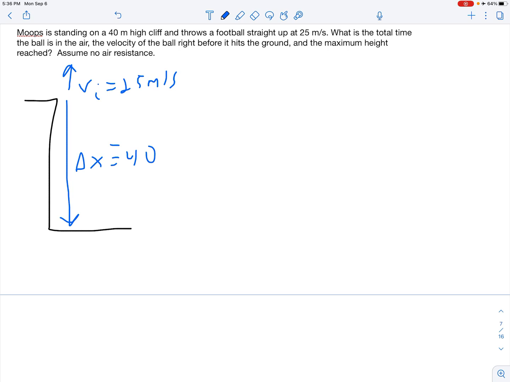And we want to find what is the total time. So we're looking for t. We want to know the velocity of the ball right before it hits the ground. So that's going to be down here. This is our final velocity. So we're trying to find VF. And we want to find the maximum height. So we're trying to find, I'll write it as H max.